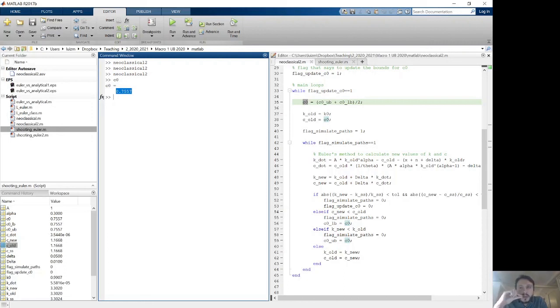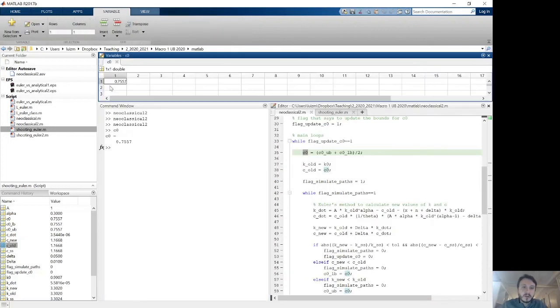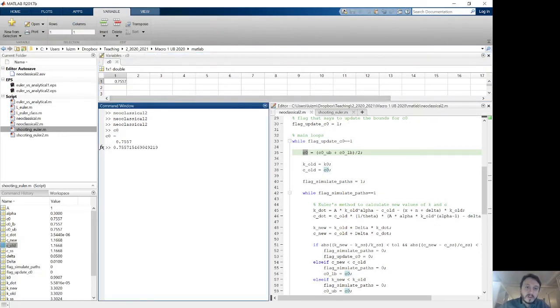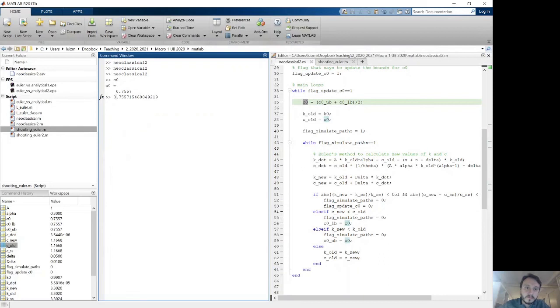Okay, we used that algorithm which I explained graphically, in which we make the upper bound lower or the lower bound higher, and then we get to an initial consumption that is a good approximation. So this value is a good approximation. You can take a look at the full value of consumption is this one here. Okay.